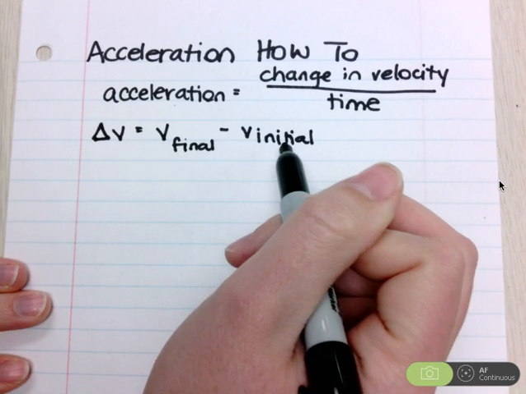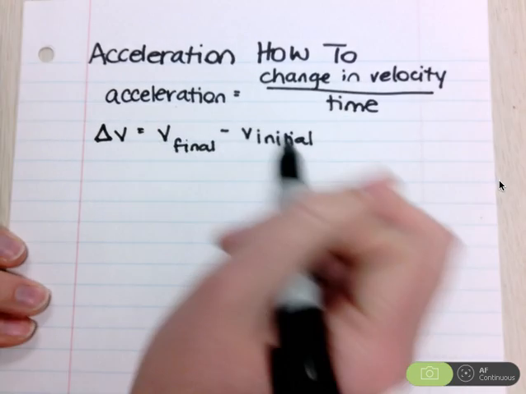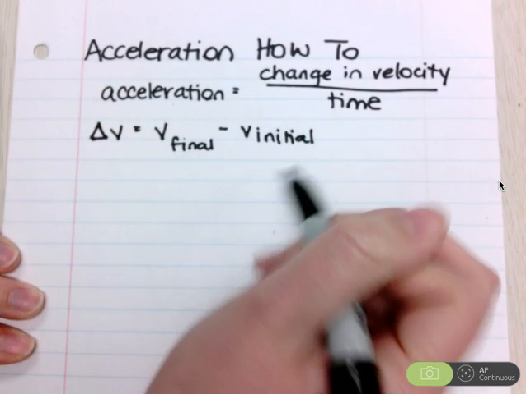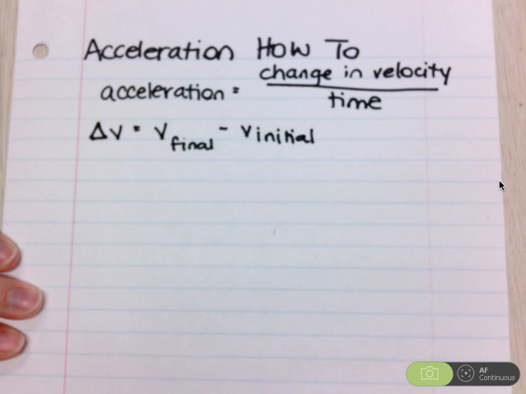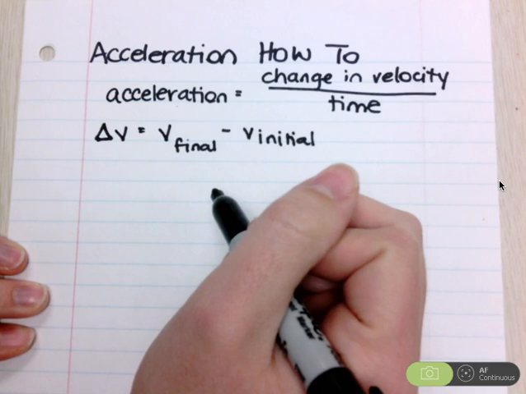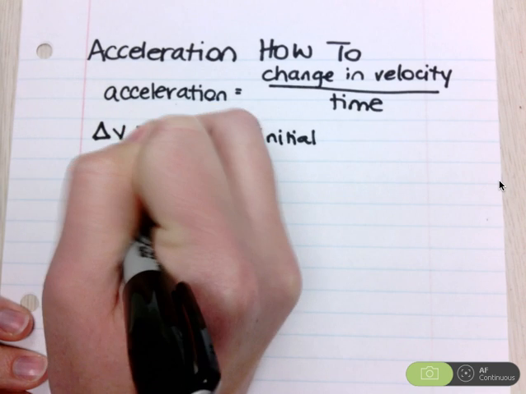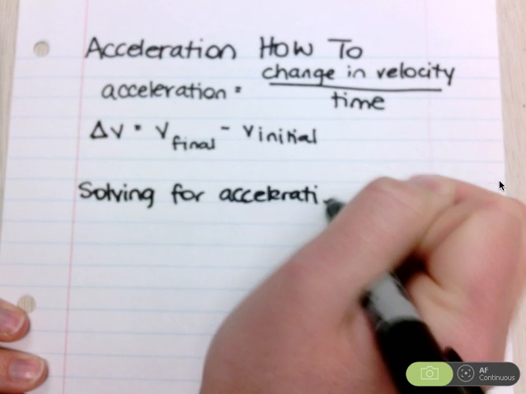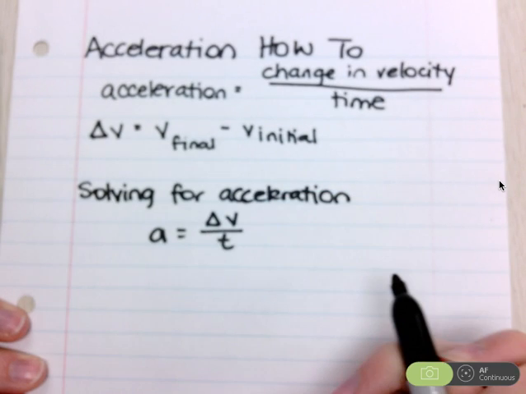So final minus initial. When we do our final minus initial, we could have a positive number if we're speeding up or a negative number if we're slowing down. Okay, so acceleration can be positive or negative. Now, let's say that we're going to solve for acceleration, right? So our first one is going to be solving for acceleration. So A equals delta V divided by T.